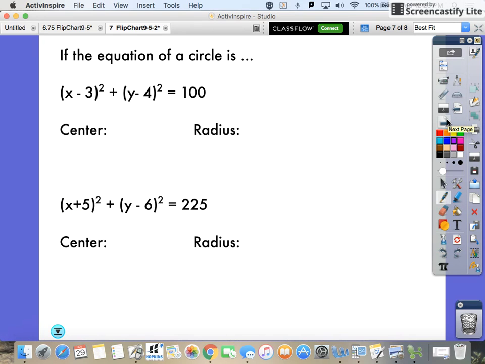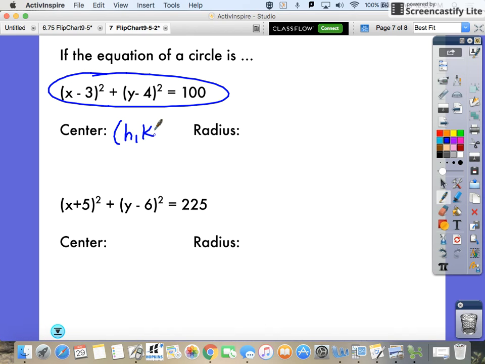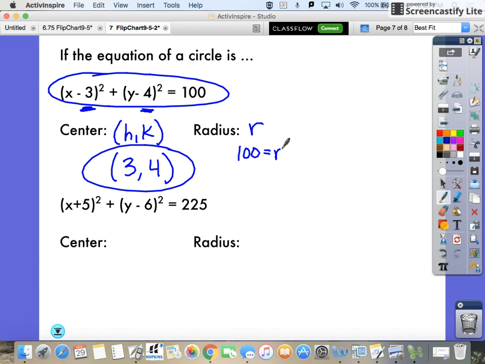Okay, so work backwards a little bit. This one, we have the formula here. It says if the equation of the circle is given there, they want to know the center and the radius. So the center is h, k, remember? h is here, k is here. It's negative in the equation. That means it's positive in the center. Negative here makes it positive. So there's the center. And the radius is r. 100 is equal to r squared. So we need to square root both sides. And we get 10.